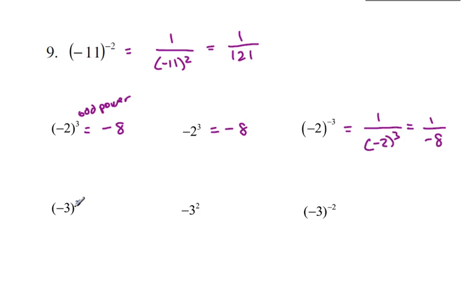Down here, I have an even power. Negative 3 squared is going to be a positive 9 because I'm working with an even power.